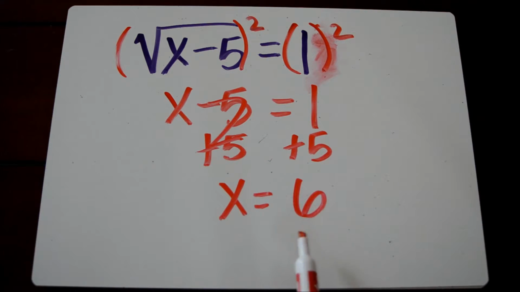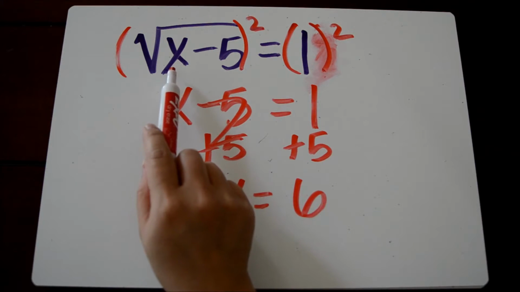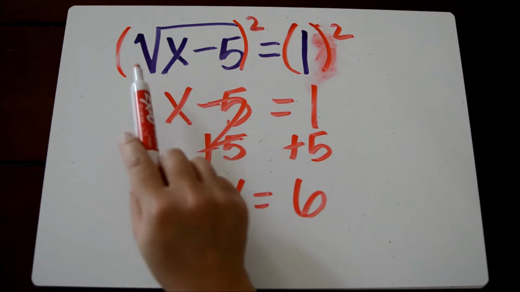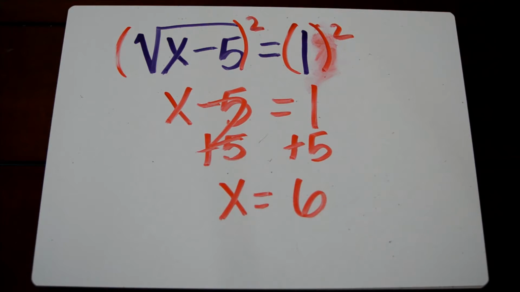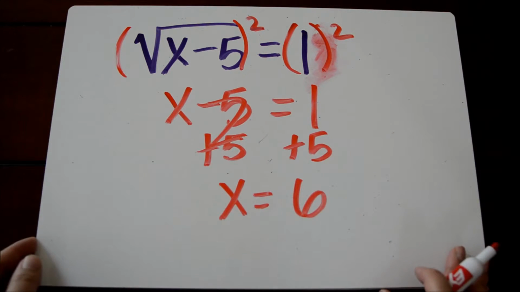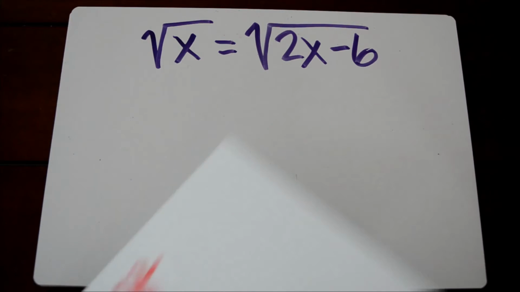We still have to check to see if this solution works, so we'll plug it back into our original equation. 6 minus 5 is 1, and the square root of 1 is in fact 1. Let's take a look at one more example.